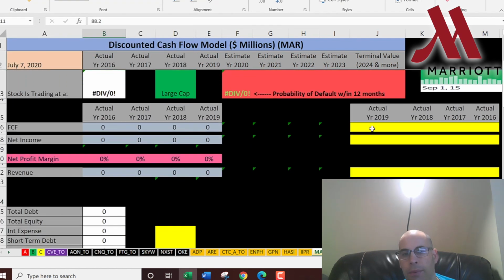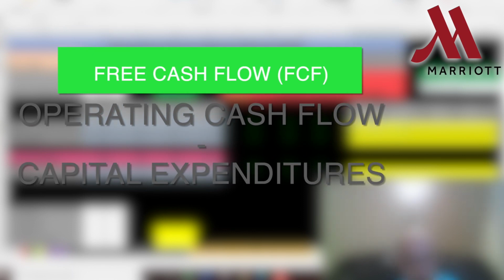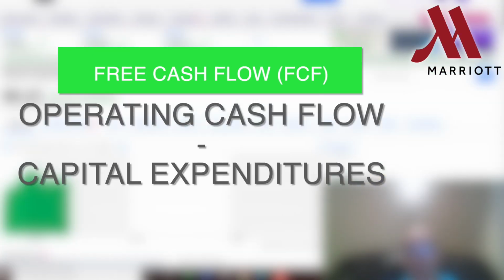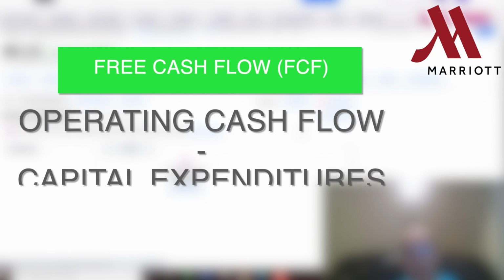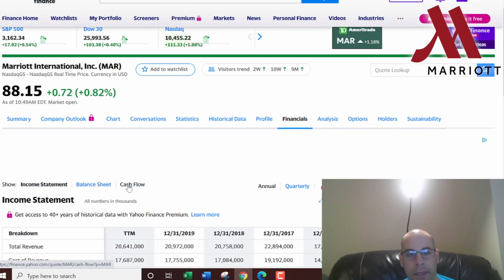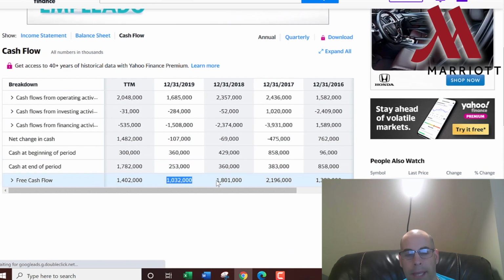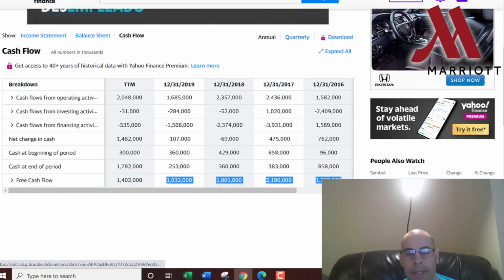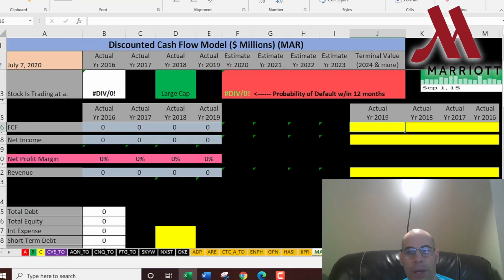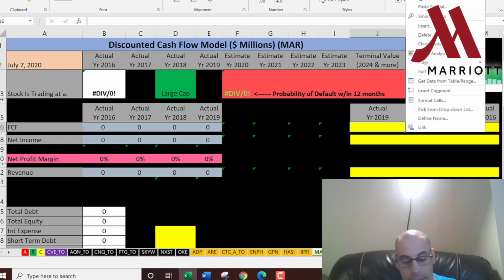And now we need the free cash flows. And free cash flow is the cash that's remaining each year after paying your expenses. And it's important you invest in a company with positive free cash flow, because if it's not positive, they don't have much money left to give you, the investor.